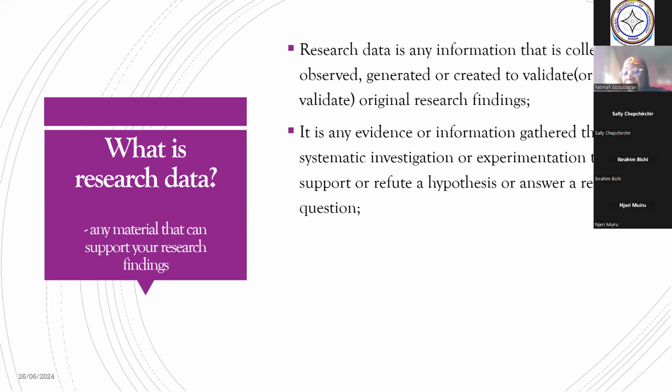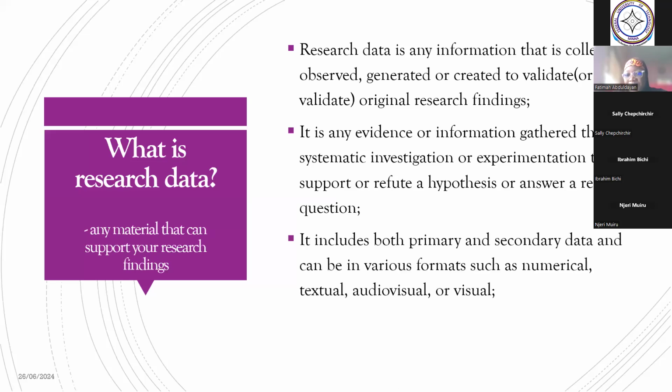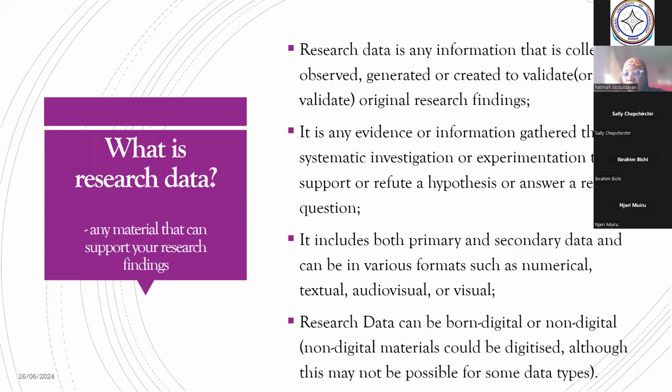So this definition is important so that we know that when you talk of research data, it is not just anyhow data, right? It is data that is carefully gathered through systematic investigation or even through experiment. And that data can be used to support or refute hypotheses or to answer a research question. Research data can be both primary and secondary data, and can also be in various formats, either numerical, textual, audiovisual, or even visual format.